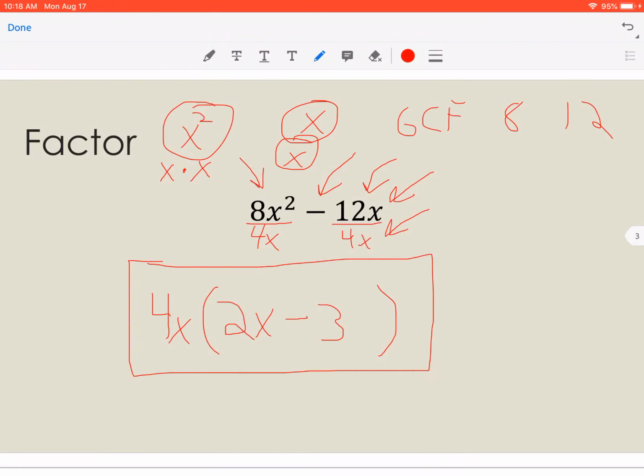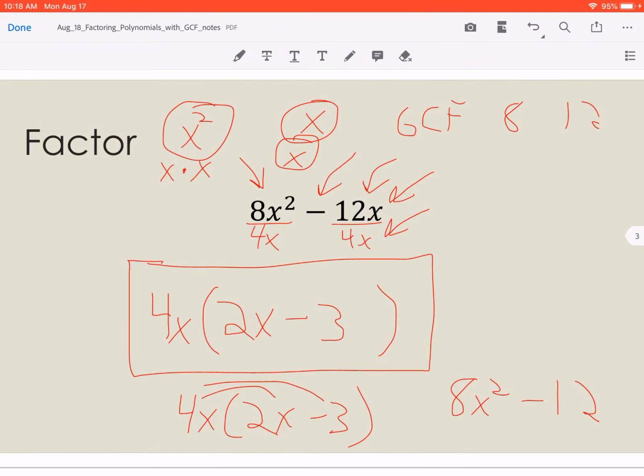And again, what I would do, if that is my factored answer, I would use distributive property to check it. It should take me back to where I started. 4x times 2x is 8x squared. 4x times a minus 3 should be a minus 12x. That's where you started, so you know that's your correct answer.